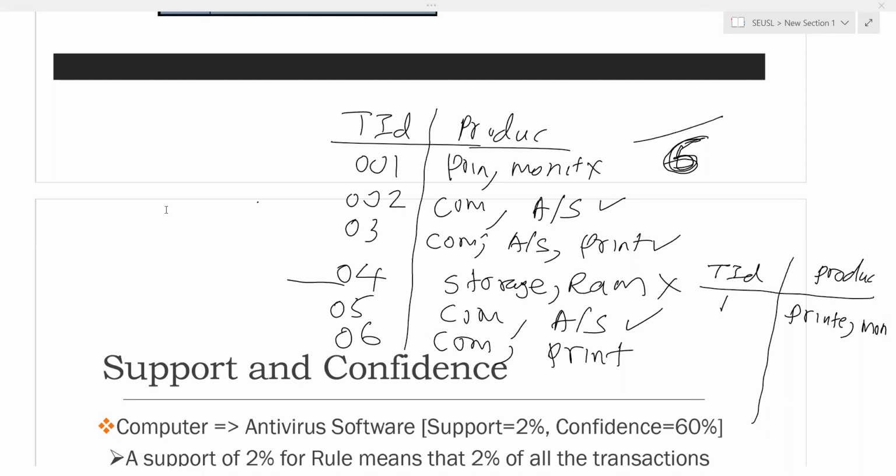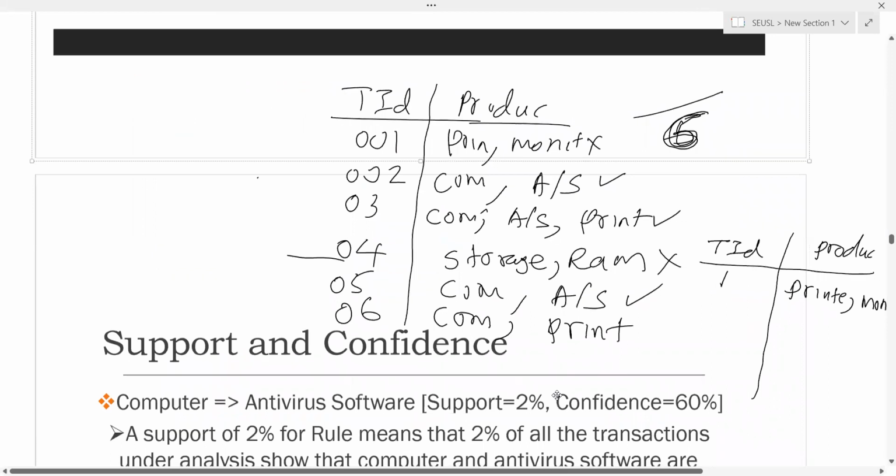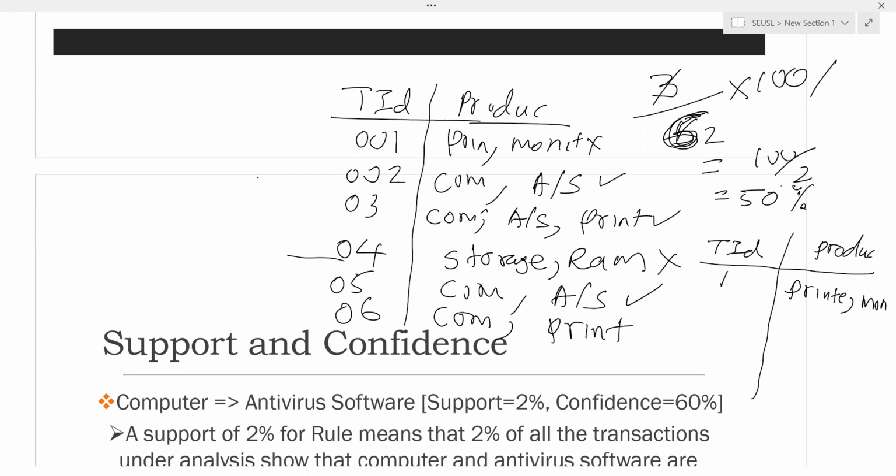So we are putting 3. To calculate the percentage, we multiply by 100. That is called percentage. So 3 out of 6, that is 50%. What it says is, among all the transactions, 50% of the transactions buy computers and antivirus software. So to find the support, you need to consider all the transactions.